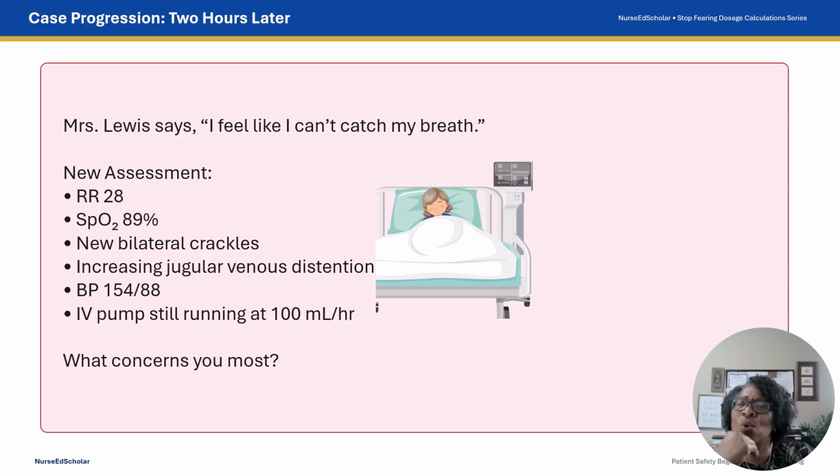Yeah. So what is the most important thing for your patient right now? Is it the pump? No. So what is the most important thing? And this is where nursing begins.